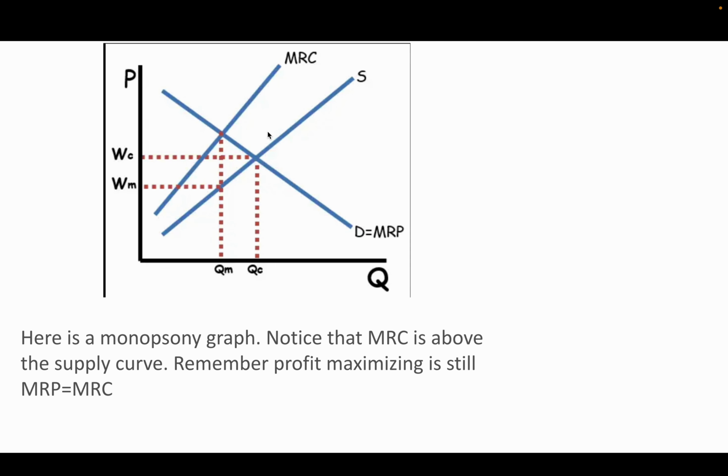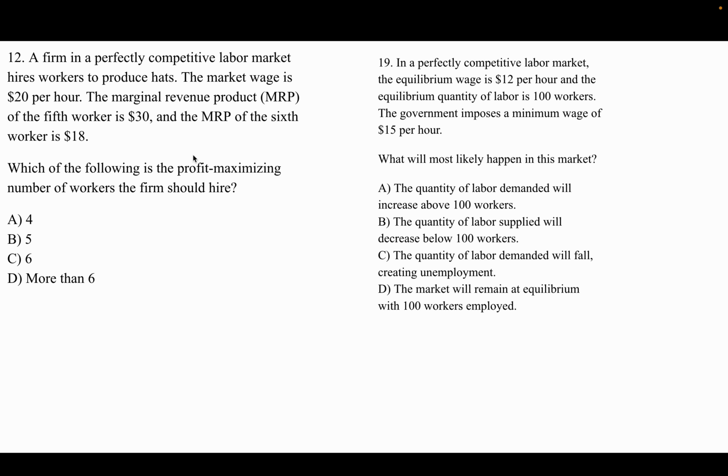And then here's the general graph. It's a little bit more complicated. Again, demand is still downward sloping. Supply is an upward sloping line, but then marginal revenue cost is this another line here that's a bit higher than the supply curve, okay? So that's the general idea of a monopsony. And this is a general graph you do need to know. So here's two different questions. Pause the video, try to solve them.